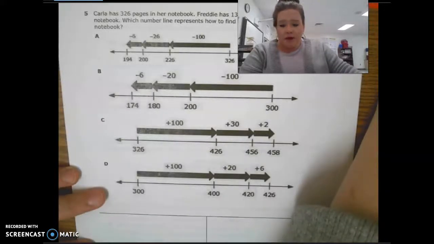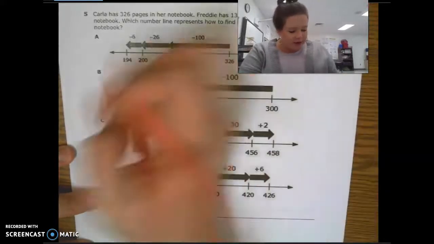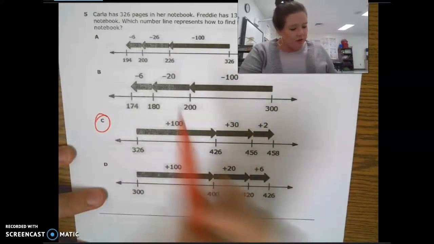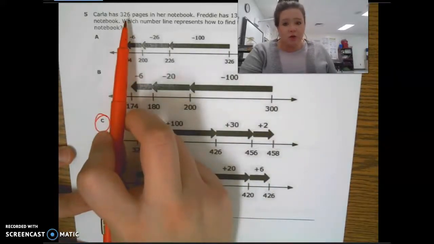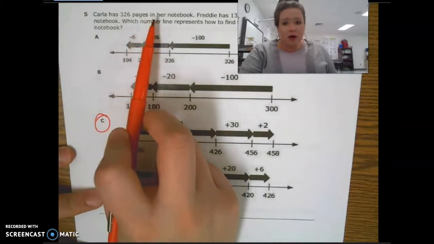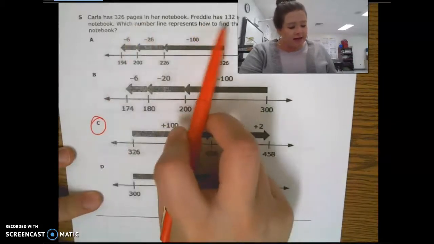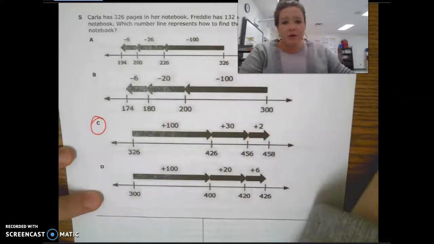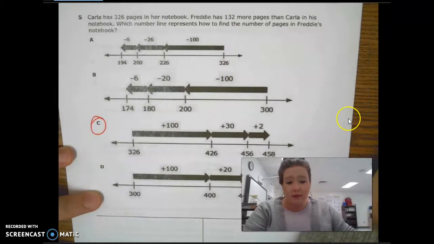All right, I'm going to pick up with number 5. Number 5 was letter C. It was an addition problem all the way through. She has 326 pages in her notebook. Freddie has 132 more pages than Carla. This is going to be similar to what we saw with the meat market or selling the pounds of meat.